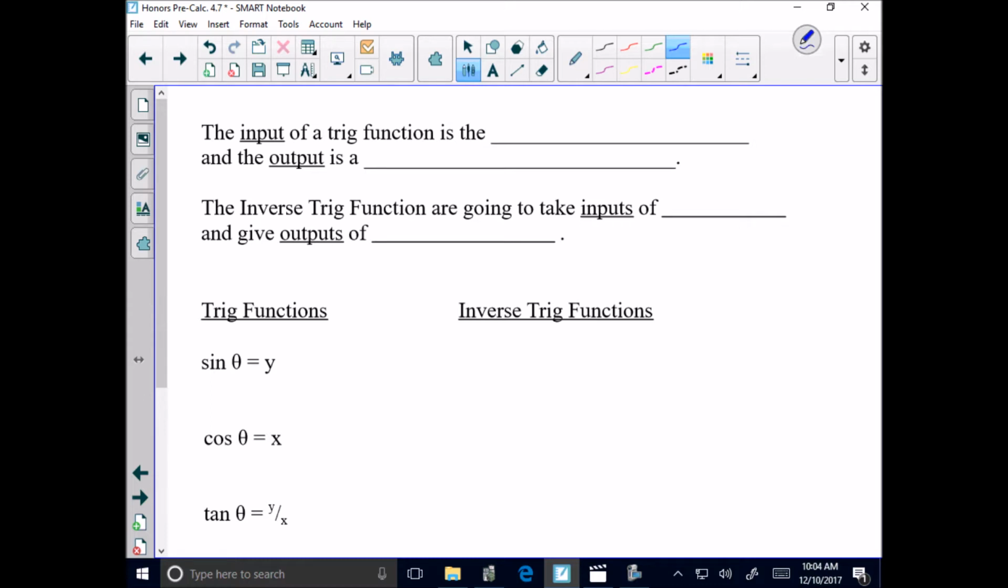So in general, when we're talking about the trig functions, we say the input of trig functions, what trig functions evaluate, are rotations, or maybe even angles. And the output, what we get out from the trig functions, are ratios.